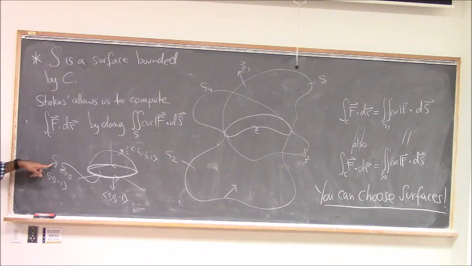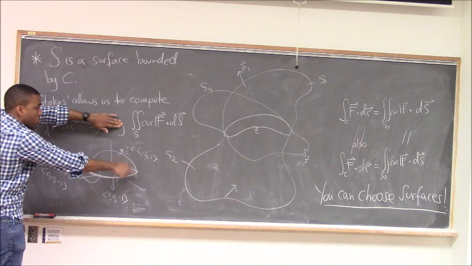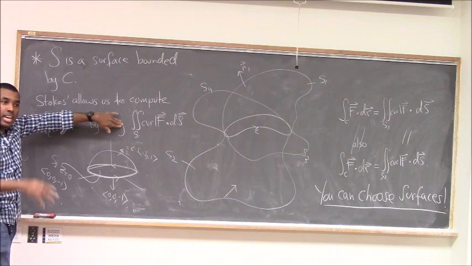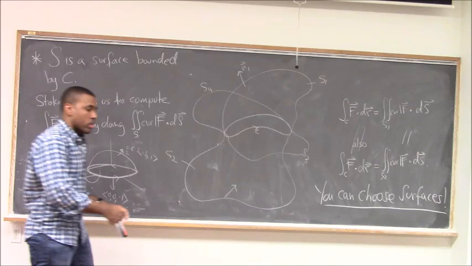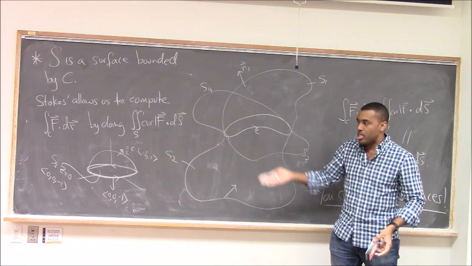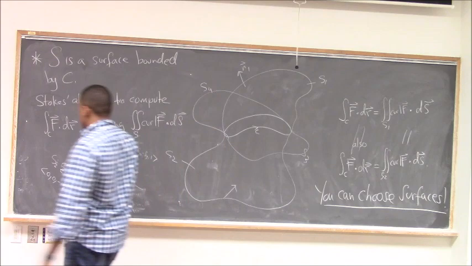Let's say I care about doing the right side. I can do it over S1 or I can do it over S2, and they'll give me the same answer. So you can pick and choose your surfaces. Stokes' theorem has some options built into it. If the surface you're dealing with happens to be complicated, you can pick an easy surface. And this is a very useful theorem for a lot of reasons.